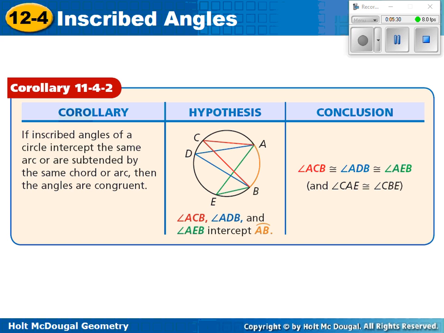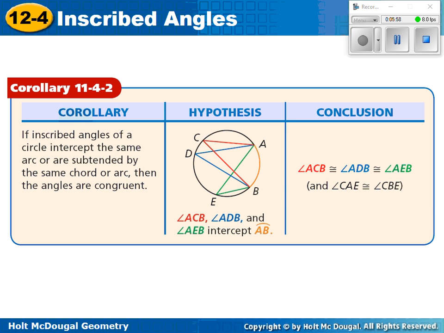1/2. The angle is half the arc if it's on the circle. So if angle A is half of BC and angle D is half of BC, then what has to be true about angles A and D? They're congruent. And that's what this theorem is going to say. It just says if they have the same intercepted arc, then they're going to have the same measure because they're all going to be half of that arc.